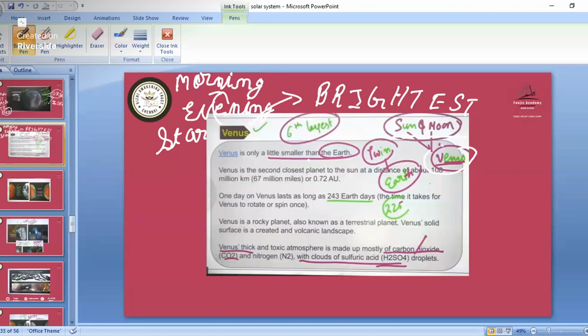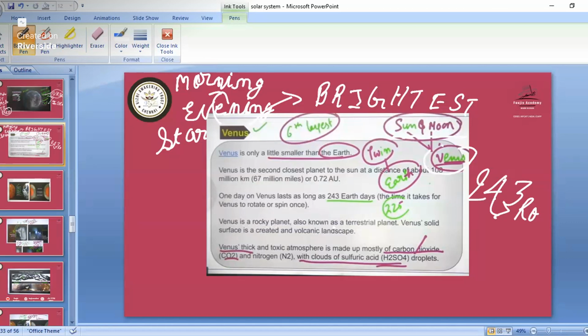Venus is only a little smaller than the Earth, and Venus is the second closest planet to the Sun at a distance of about 108 million kilometers. That is 0.72 astronomical unit. One day on Venus is 243 days. That is the rotational period: it takes 243 days for Venus to rotate or spin once.